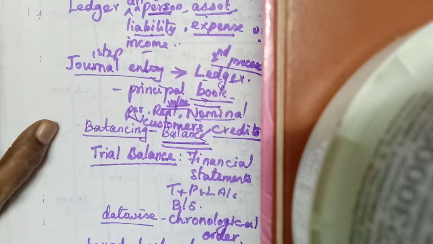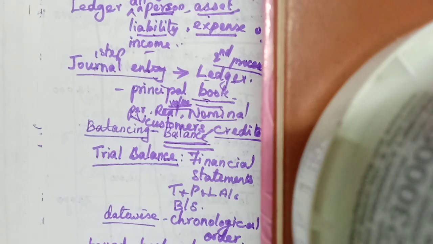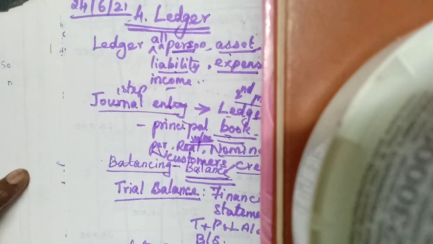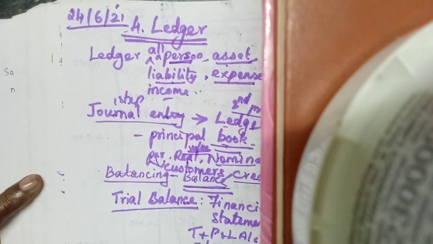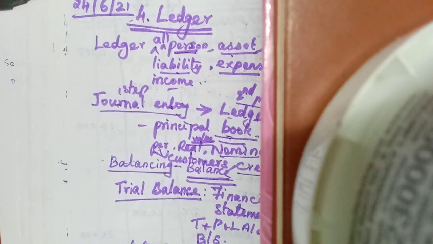So, from July onwards, we are planning to conduct Zoom and video classes. For this, I have planned to take the fourth lesson again. From the beginning, I have decided to teach. So that fourth lesson is ledger. I have already taught it on the 24th of June, but I am starting once again.